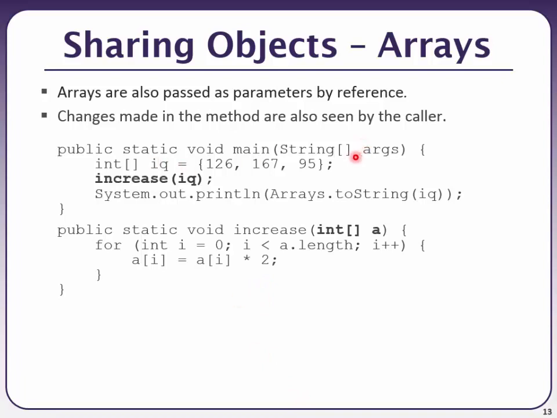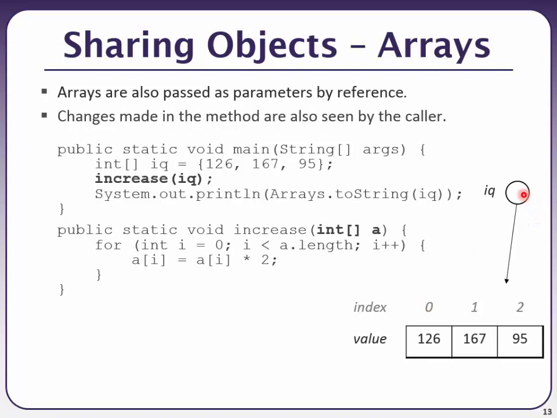All right, so let's take an example. Here's the main method. So we have here a variable IQ that is a local variable to the main method that is meant to hold a reference to an array of int. And we use the shortcut notation that creates a new array object for us and shoves inside of it 3 values. So now at this point, the IQ variable inside the main holds a reference that refers to this object here, this array object, that contains the int values 126, 167, and 95, like before.